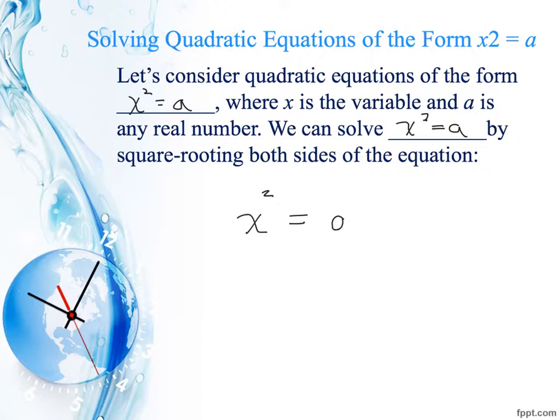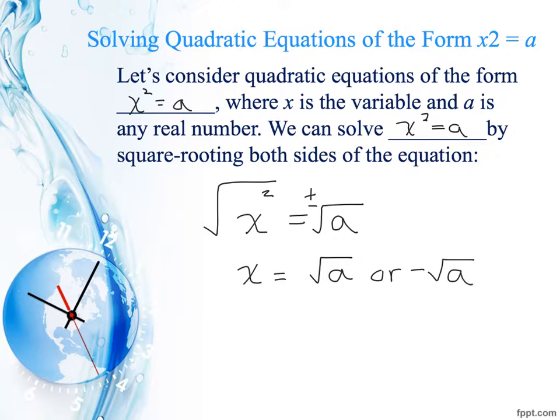So if I want to solve for x, I have to get rid of that squaring. I would do that by square rooting, remembering that a positive number has two square roots. So we end up with x is equal to the positive square root of a, or x is equal to the negative square root of a. So if all you have is an x squared, you don't have an x with it, you can simply solve that equation by merely square rooting both sides of the equal sign.